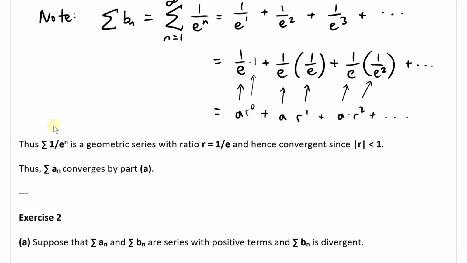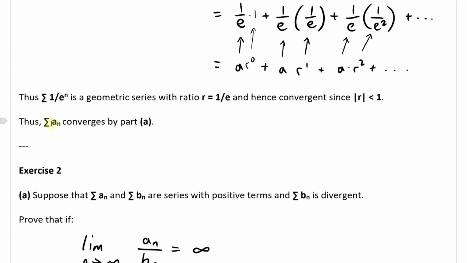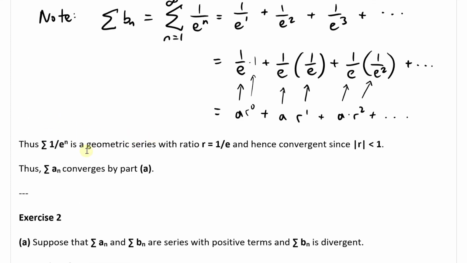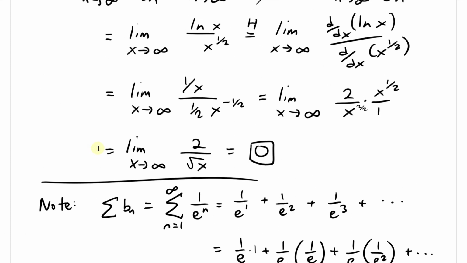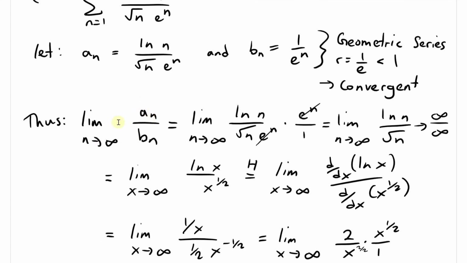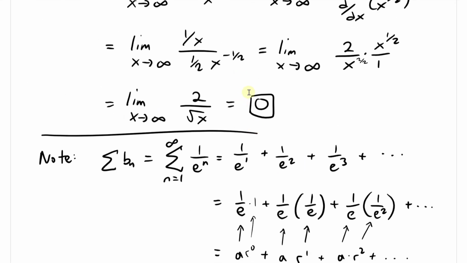So thus the series 1 over e to the power of n is a geometric series with ratio r equals 1 over e, and hence convergent since the absolute value of r is less than 1. So yes, 1 divided by e, which is 2.718, etc., is going to be a fraction less than 1. So that is a convergent geometric series. So thus the series an converges by part a because bn is convergent, and we have the limit of the ratio an over bn as n approaches infinity equals 0.